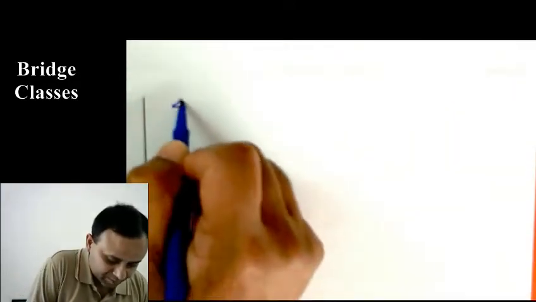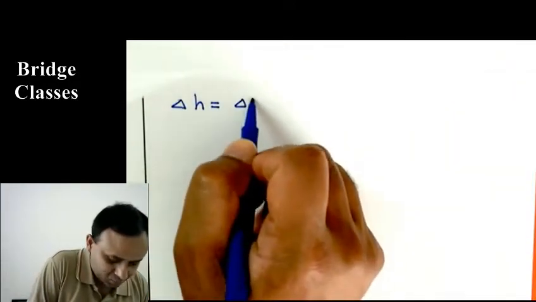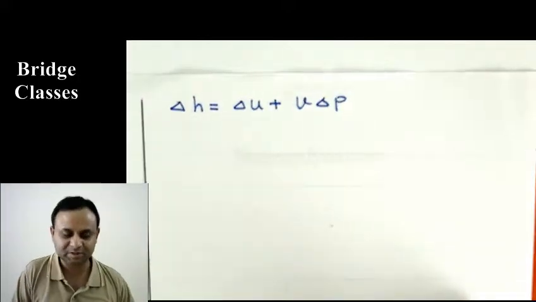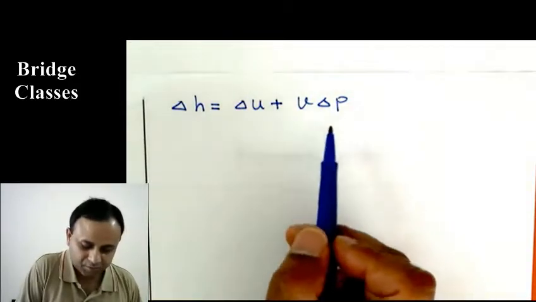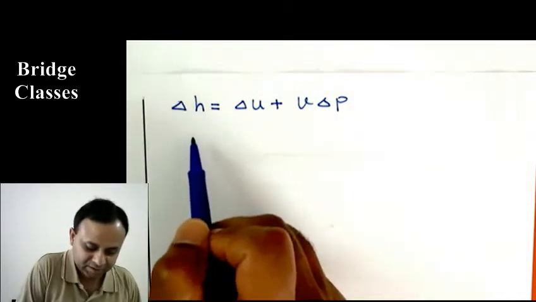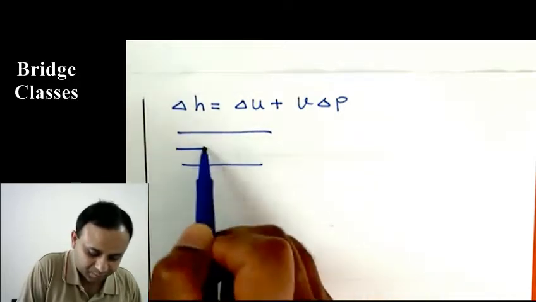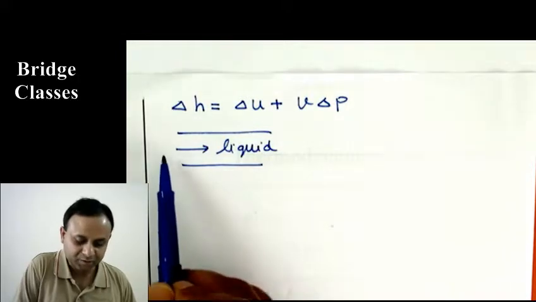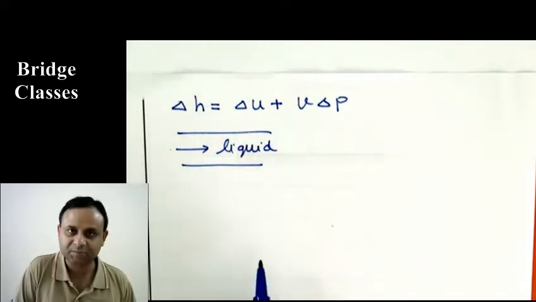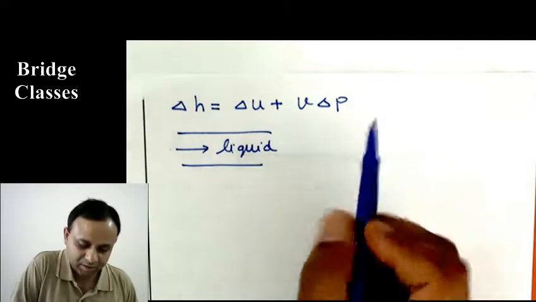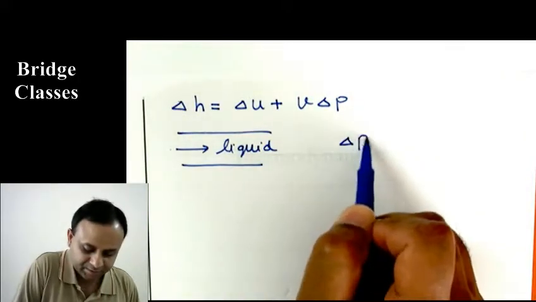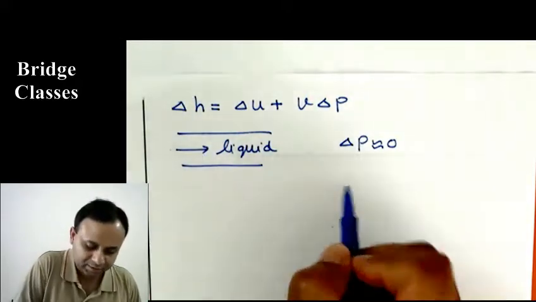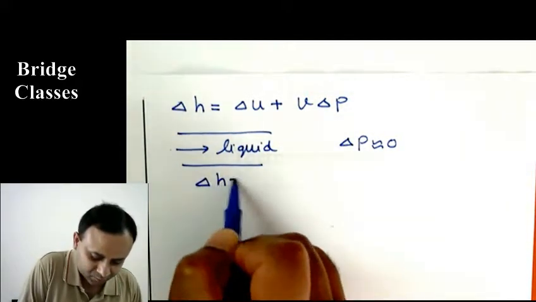Okay, we have delta H is delta U plus V delta P for an incompressible substance. For liquids, one possibility is, for example, say liquid is flowing through a pipe, and we want to determine what is the change in enthalpy across the pipe as it flows. If we neglect the change in pressure, delta P is 0, there will be some drop in pressure. If that is negligible, that is 0, you get delta H is the same as delta U.